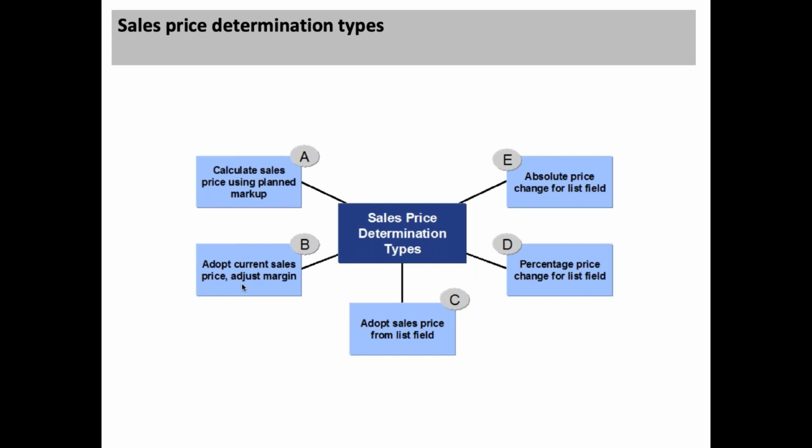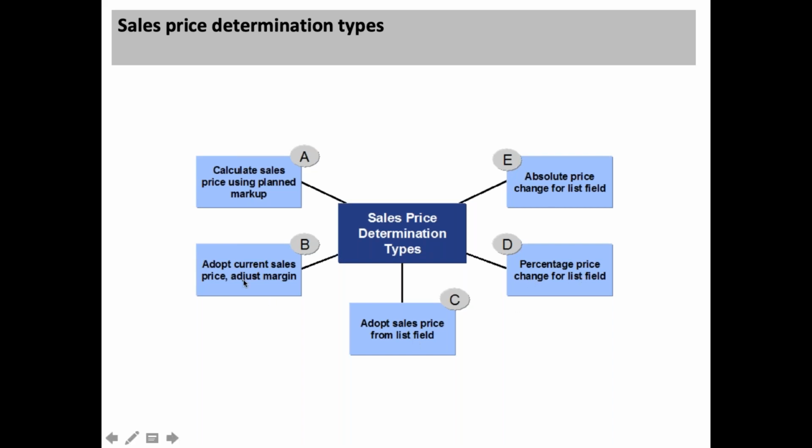Similarly, to determine the sales price, you can use a planned markup, or you can manually give the sales price that you want. Based on that, the margin will be back-calculated. Or if your procurement price is 100 and you want to increase it on a percentage basis, a 10% markup on this cost will be my sales price.